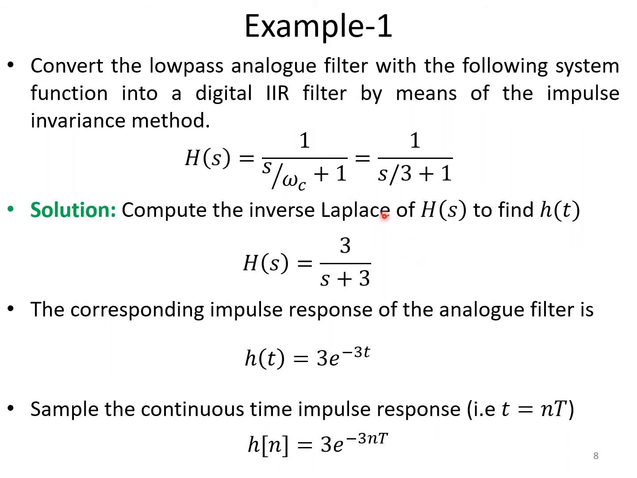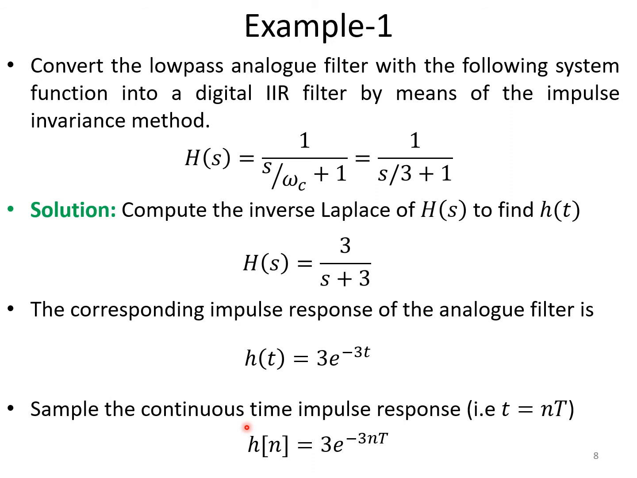So the first step is to compute the inverse Laplace transform of this transfer function. We can rewrite this transfer function in this form. Now the inverse Laplace of this is 3e^(-3t), right? Now let us sample it by substituting t equal to nT. You will get h(n) equal to 3e^(-3nT), right? So now this is the discrete version of the impulse response. Now we can find the Z transform of this function, and the transfer function that you will get would be the pulse transfer function.